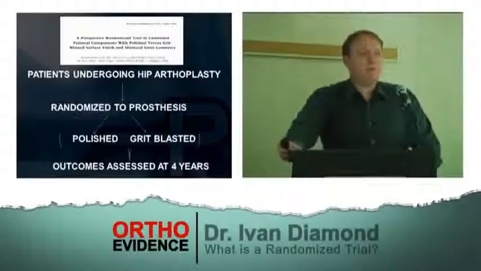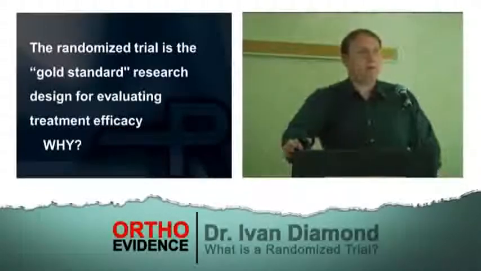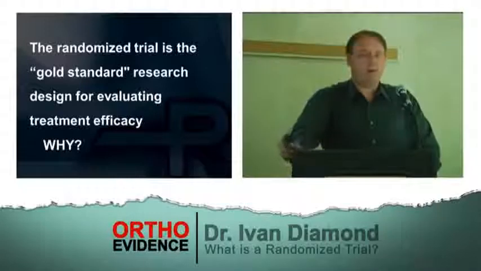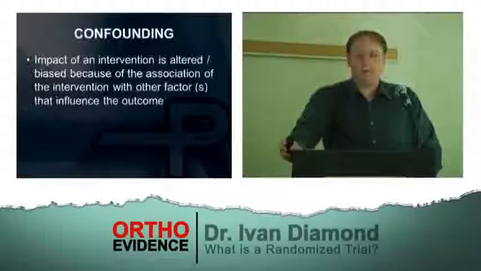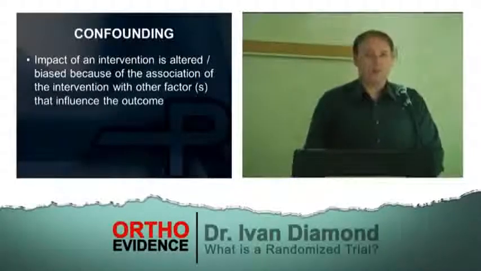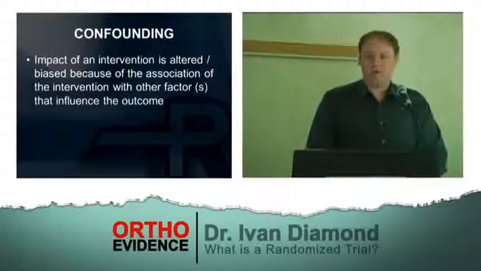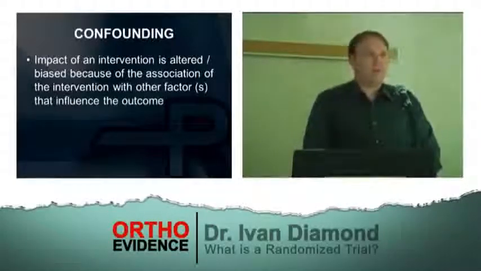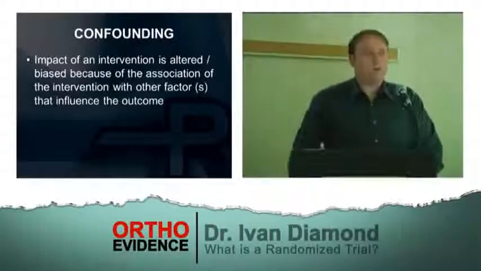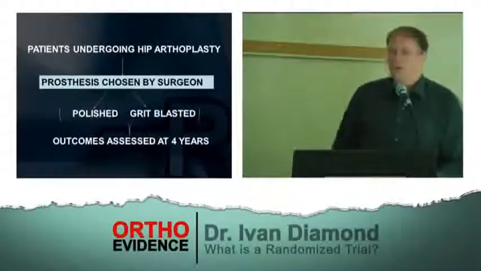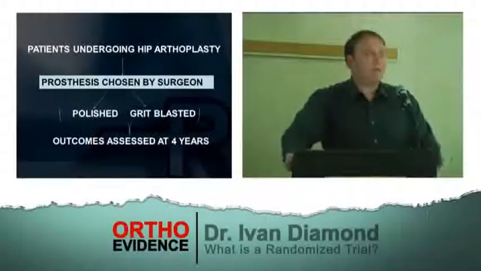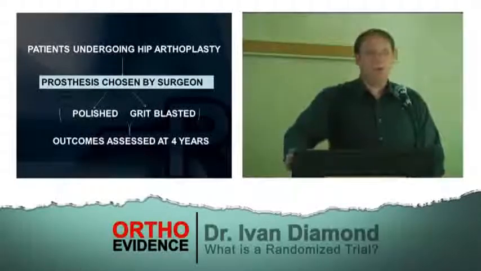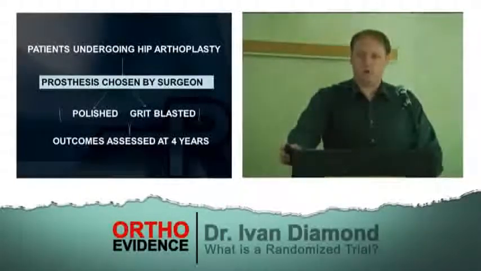So, coming back to the statement I started the talk with, that the randomized trial is the gold standard for evaluating treatment efficacy, the question is why? I mentioned confounding before. Confounding is when the impact of an intervention is altered or biased because of the association of the intervention with other factors that influence the outcome. Consider this study design: patients undergoing hip arthroplasty with the prosthesis chosen by the surgeon, the same two prostheses as in that trial, with the same outcomes assessed at 4 years.